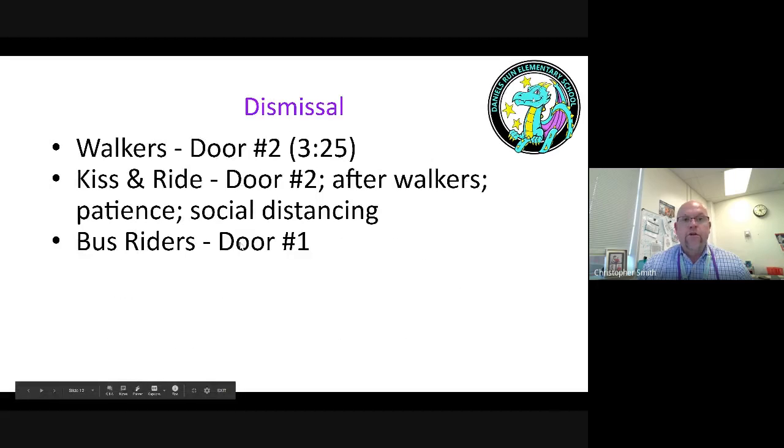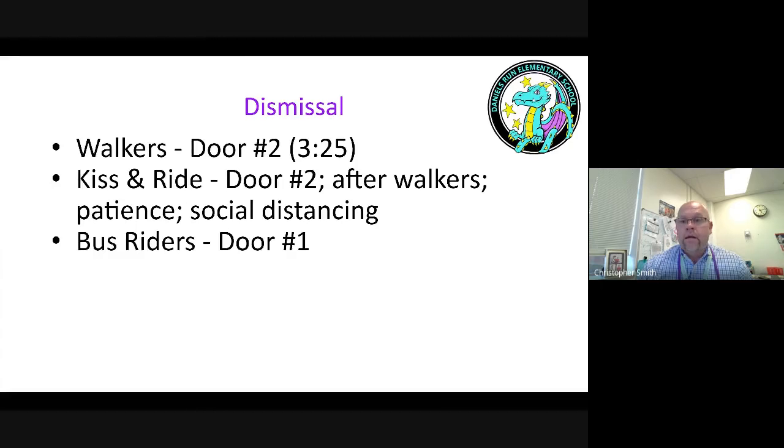Let's see, next here. So for dismissal, if you do have a walker, we are going to do our best to dismiss them at 3:25. Again, just trying to navigate the flow of traffic within our building. So we're going to let them go first. We'll make an announcement that all the walkers will leave the classrooms. Then we will dismiss kiss and ride and bus riders.